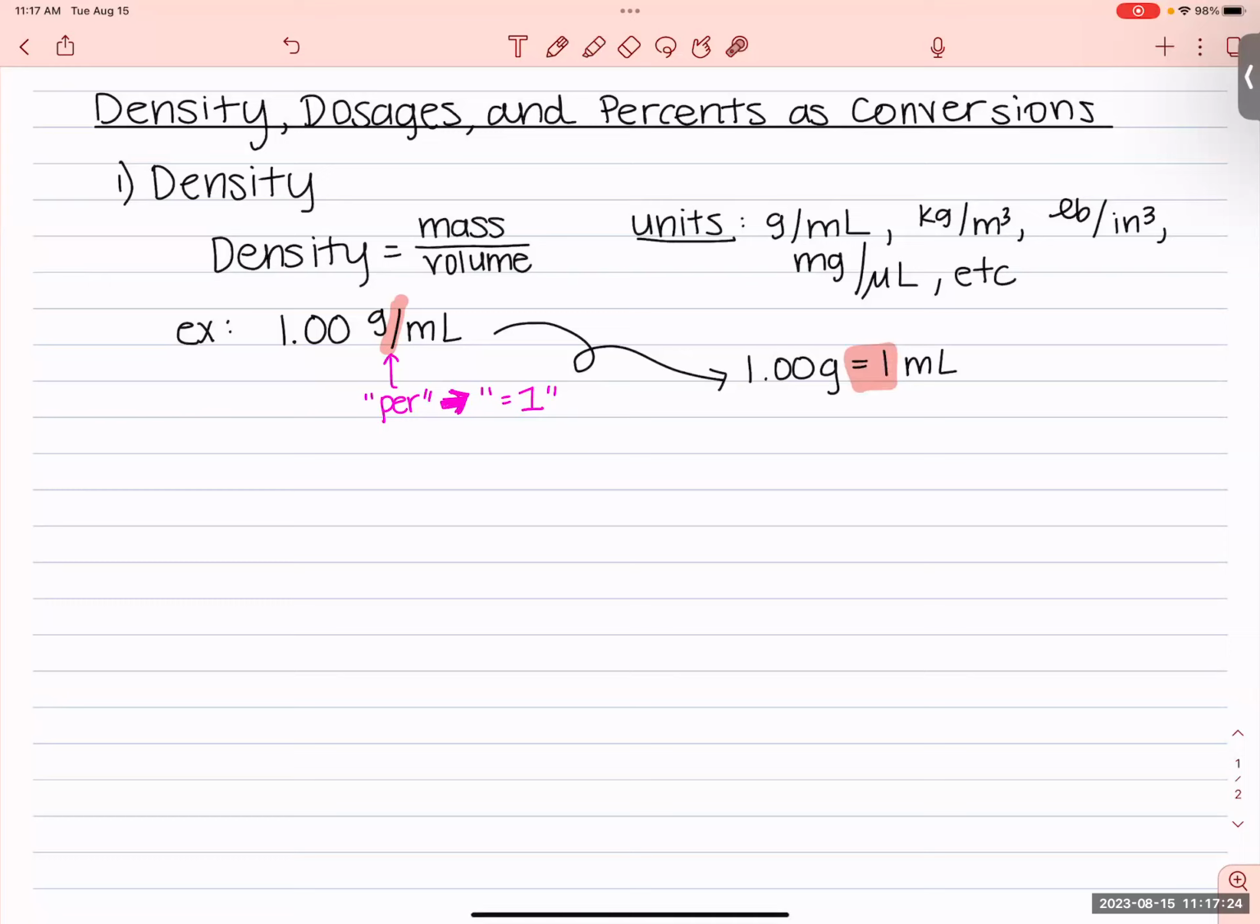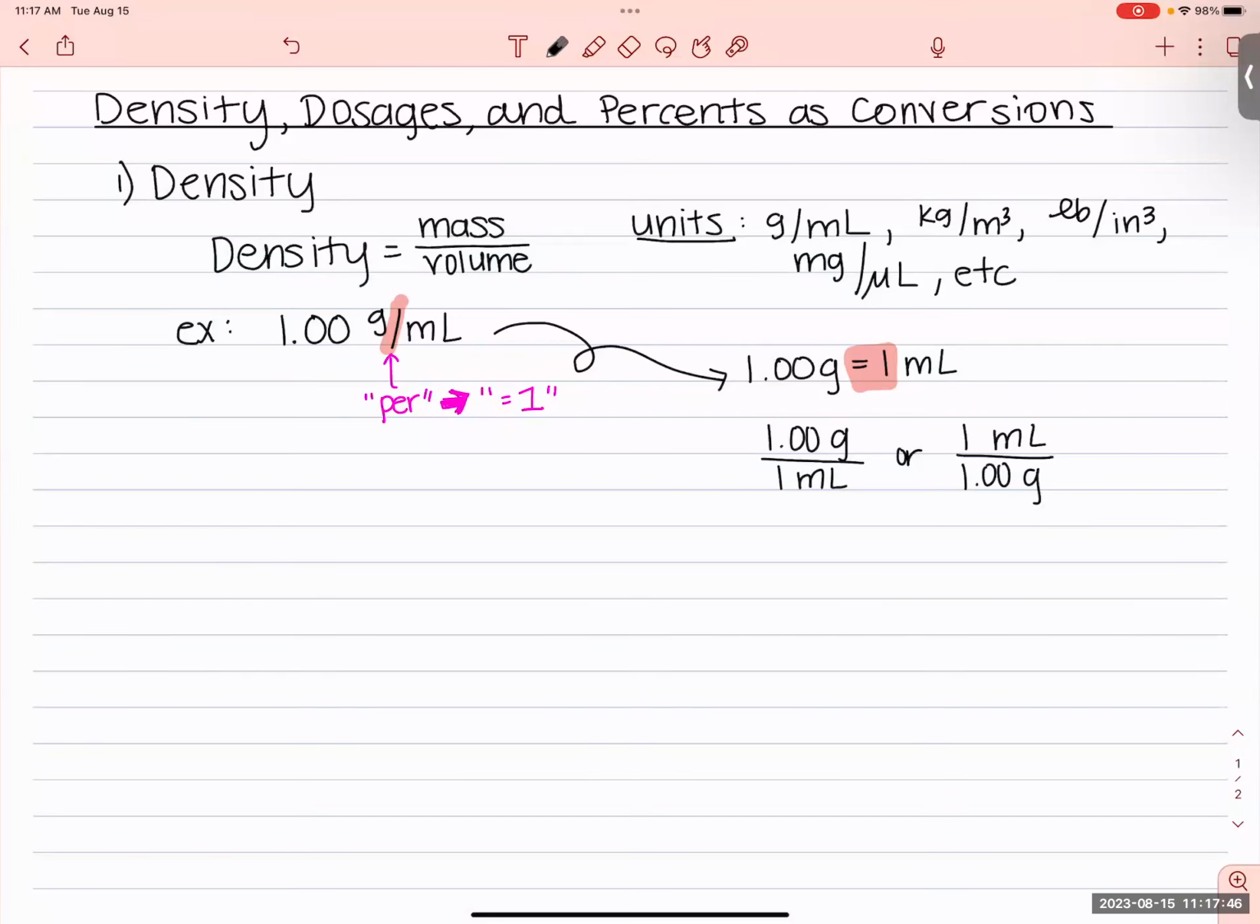And now that I have an equality, right, I can use it as a fraction in dimensional analysis. I can put the grams on top, or I can put the grams on the bottom. And I can use that either way, because if two things are equal to each other, we can put them on top of each other in either order.